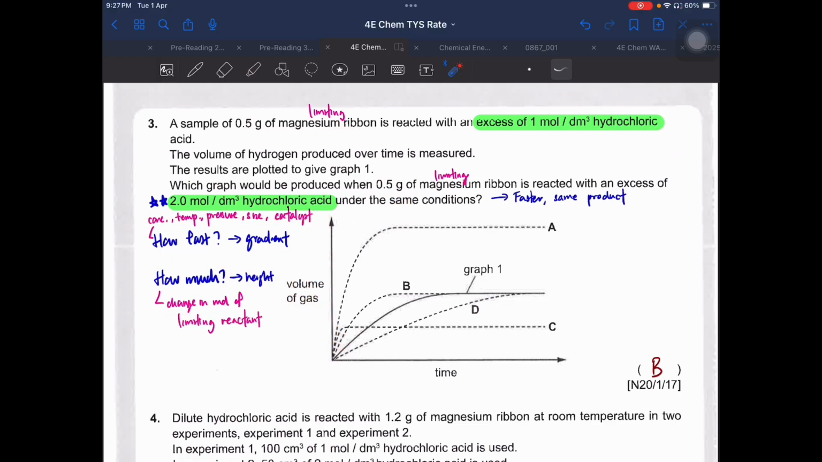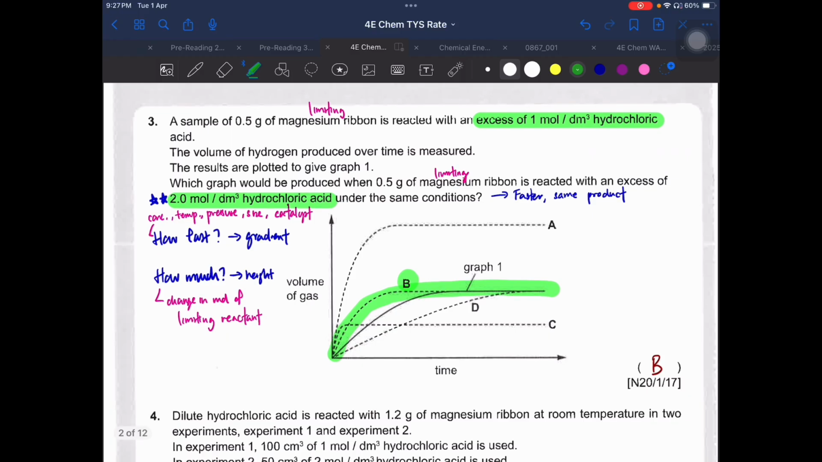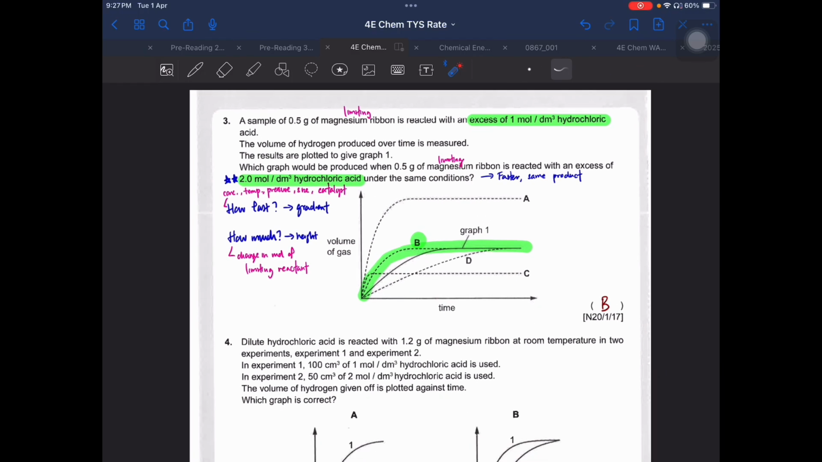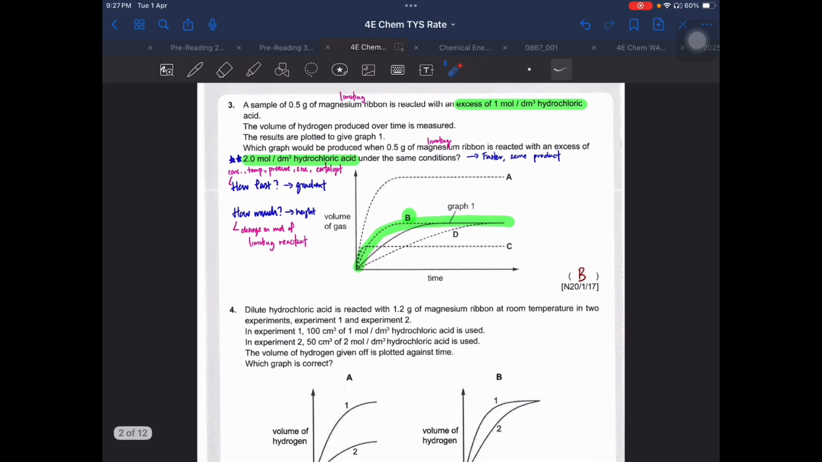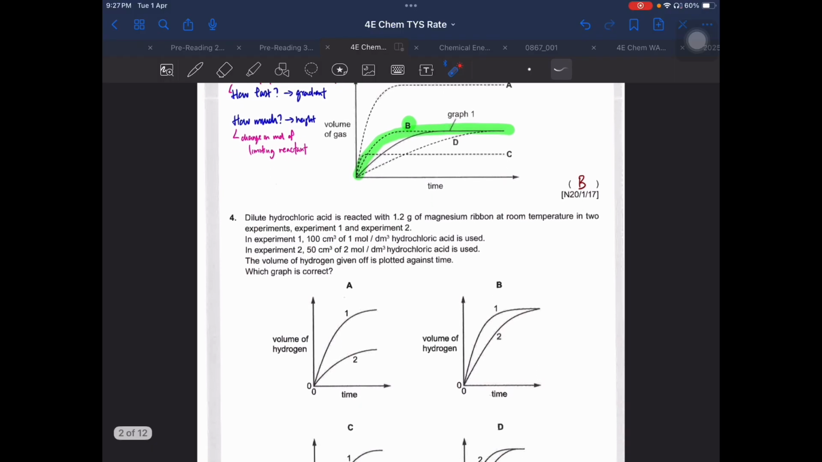So if the initial graph is graph 1, we know that it's faster, right? That's why we look at graph B as the faster graph. The gradient will be steeper, but in terms of product, you will stay at the same height as graph 1. Okay, so I'm quite happy to see, as I was marking through, that most of you are able to score for this, which is a good thing. Right, so that's for question 3. Then let's move on to talk about question 4. Right, both are on the same page.